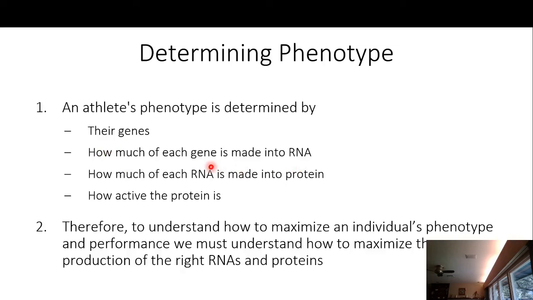How much of each gene is made into RNA is going to be important. That means basically our epigenetics. How much of each mRNA is made into protein. That means how we're shifting mRNA into protein. And that's basically what we do with strength training: we make more protein from the same amount of RNA. When we do endurance training, we actually make more RNA from specific genes. How active the protein is, that is something that we regulate on a minute-to-minute basis. What exercise have we done? What have we had nutritionally? All of those things are going to be really important.